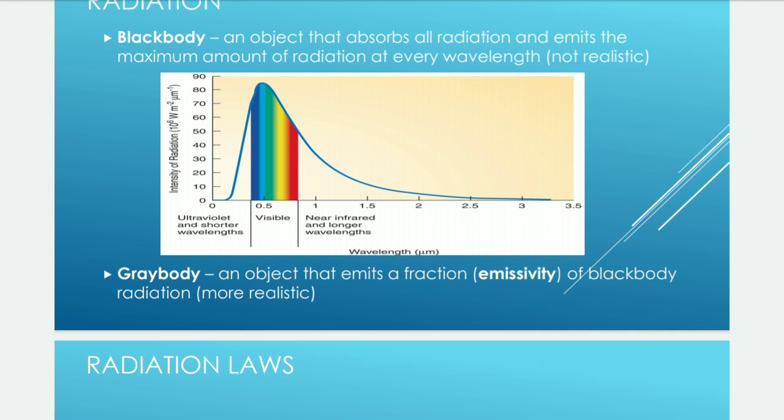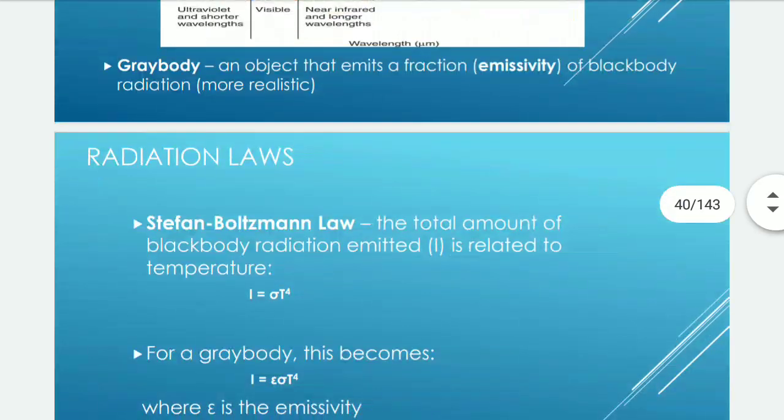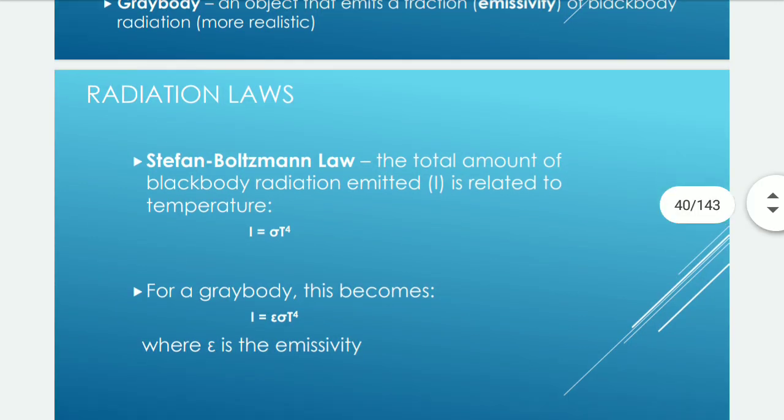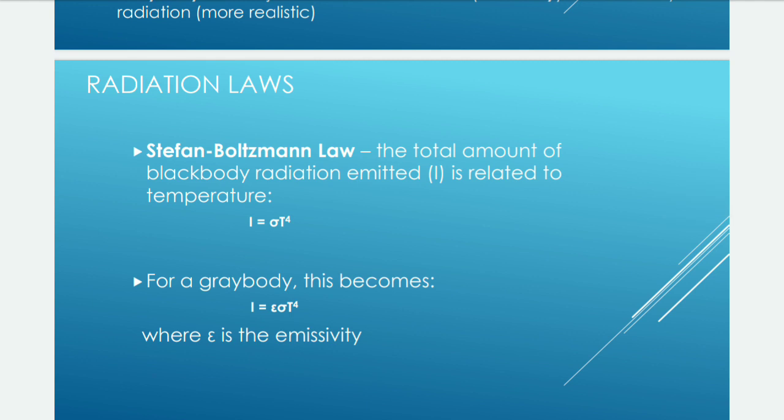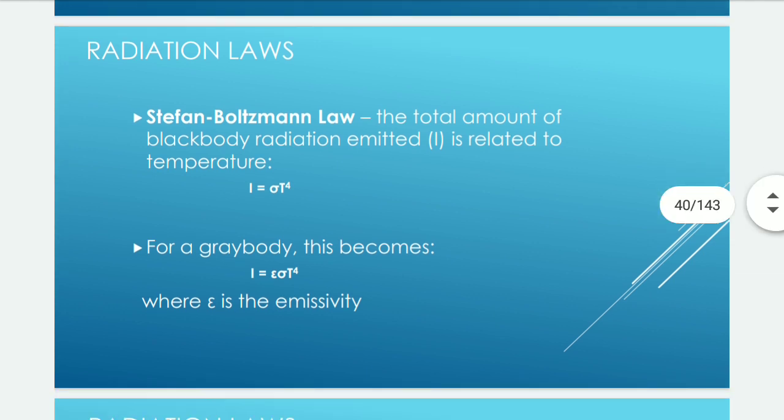More realistic. Radiation laws, Stefan-Boltzmann law, a very important law. The total amount of black body radiation emitted is related to temperature, I = σT^4, where σ is Stefan's constant. For a gray body, it becomes I = εσT^4, where ε is the emissivity. This is the coefficient of intensity of the radiation.